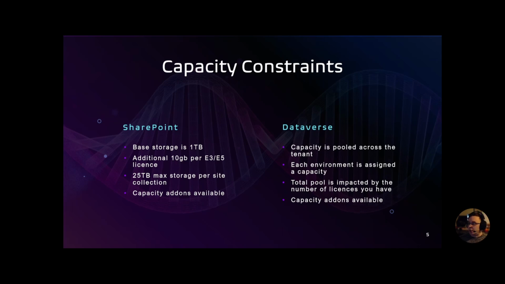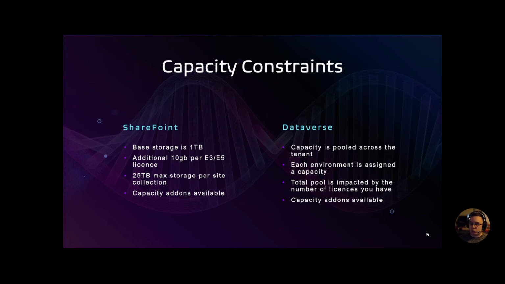Now, there are some other capacity constraints that come with it. So you are allowed up to 25 terabytes of storage maximum per site collection. If you manage to fill out a site collection with 25 terabytes of data, more than likely it's videos, you're going to have to spin up another site collection as long as you're not breaching your kind of overall storage to manage anything above 25 terabytes. There are, again, capacity add-ons available for SharePoint that can increase your capacity and the amount that you're allowed to create or store.